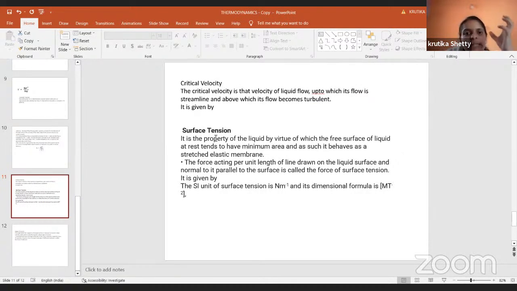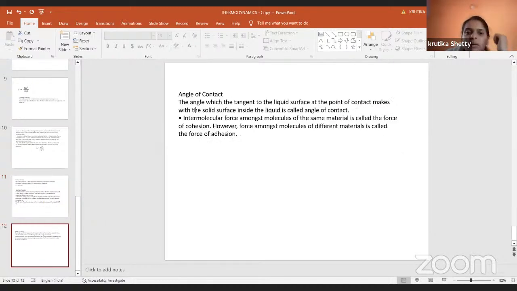So why does it behave like that? Because of the property called what? Surface tension. Because of the property of surface tension. Then we have here angle of contact. So what is angle of contact? This is nothing but the tangent.